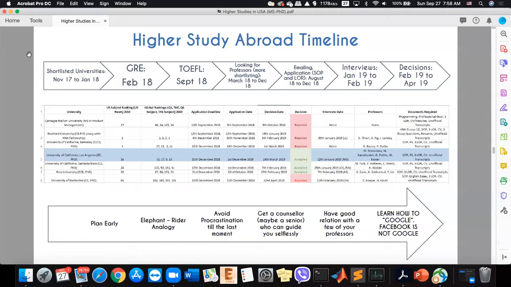Okay, so now comes the application part, the second part. So I'll go through a rough timeline for higher study, for whoever is applying for higher studies. Like the question of when to start searching for professors, when to shortlist universities.